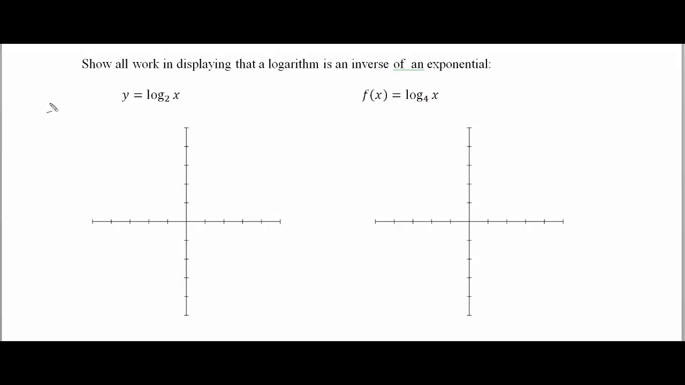So what I'm about to do is show you how I want this shown on this part of the test, because your job is to show that the logarithm is the inverse of an exponential. And the base of this problem is base 2, so we're going to start off by graphing y equals 2 raised to the x power. And I'm going to plot 5 points, 2 negative, 2 positive, and 1 at 0.